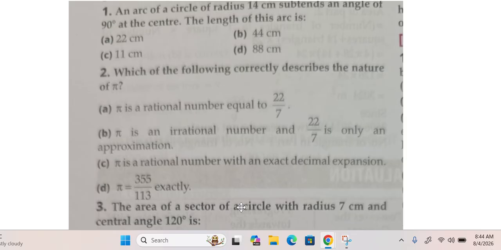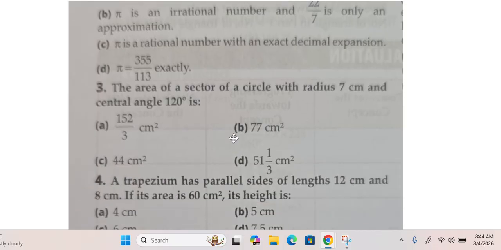Then pi is an irrational number and is only an approximation. Yeah, B is correct. Pi is a rational number, that is wrong. Pi is obviously not a rational number. Then pi is this much. Okay, so B is the correct answer for the second question.